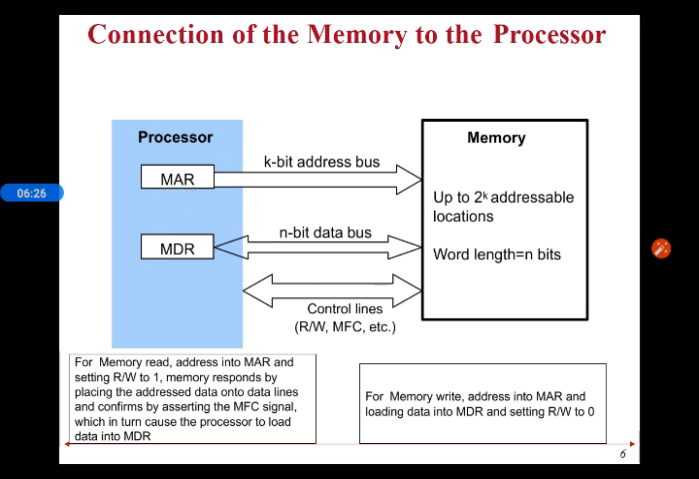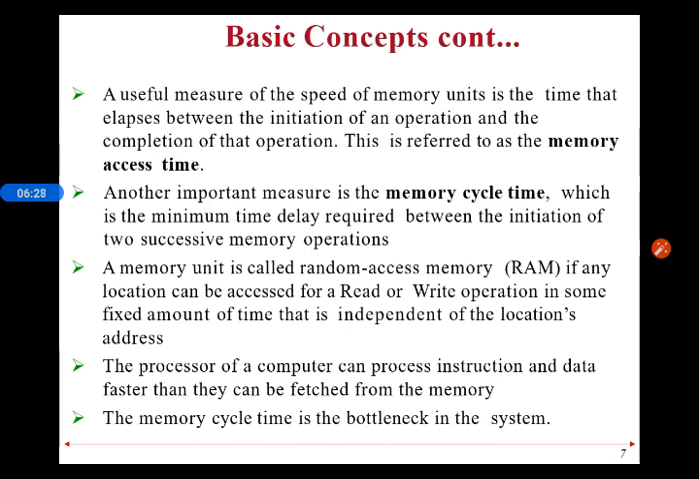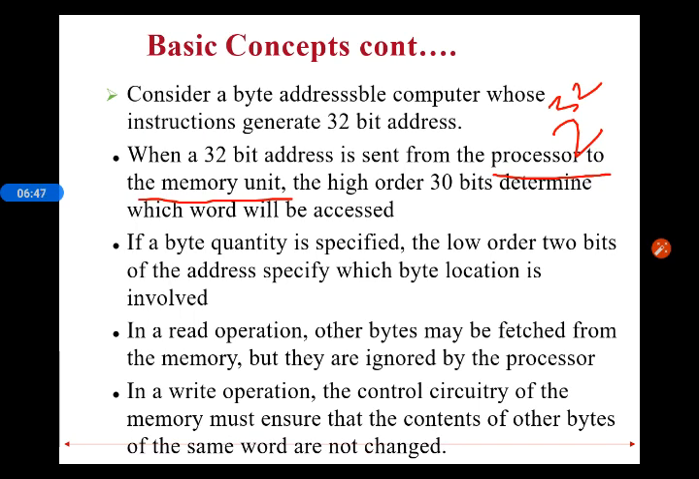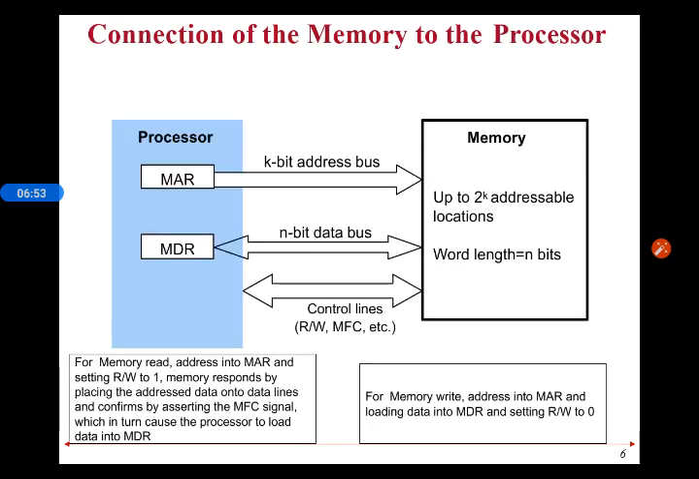And here we are using an n-bit data bus. N bit data means 2 raised to n. So we will say that the word length is n bits. That is why in the previous slide, if you look at it, we are talking about a 32-bit address. So that means we are talking about a 32-bit computer. Okay, so let us go to the next one.